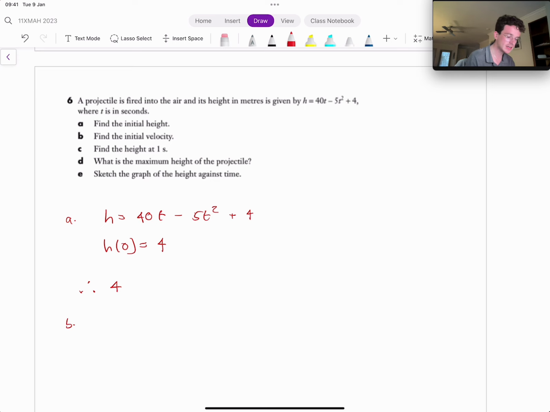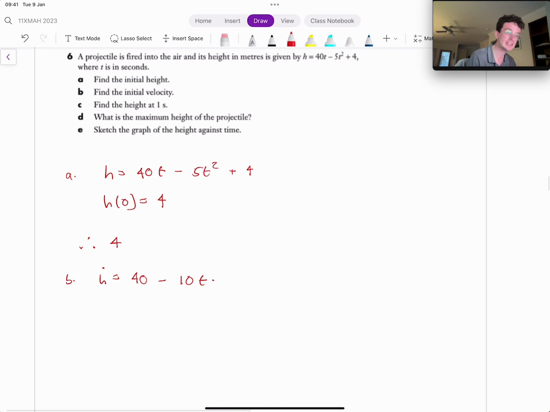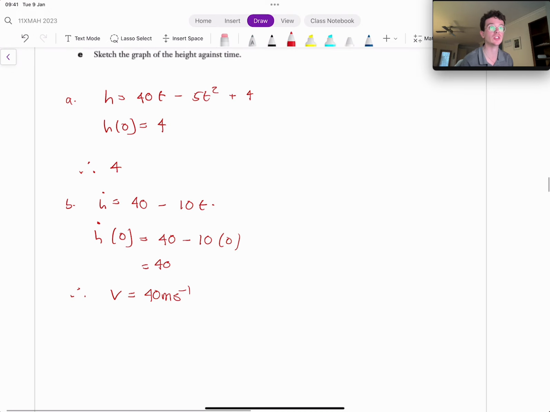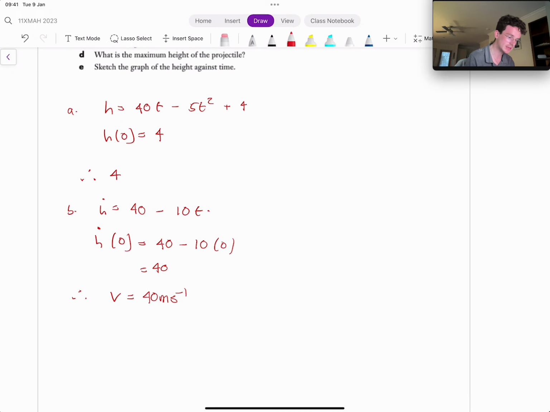B, find the initial velocity. Well, let's find velocity. Velocity, or h dot, is equal to the differentiation, 40 minus 10t. The initial velocity is when t is 0, so h dot of 0 is equal to 40 minus 10 times 0, which is 40. So therefore, the velocity is equal to 40 meters per second.